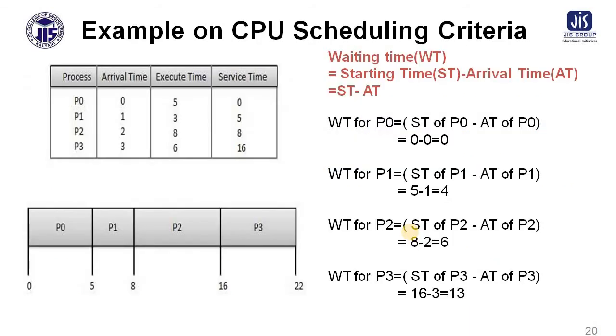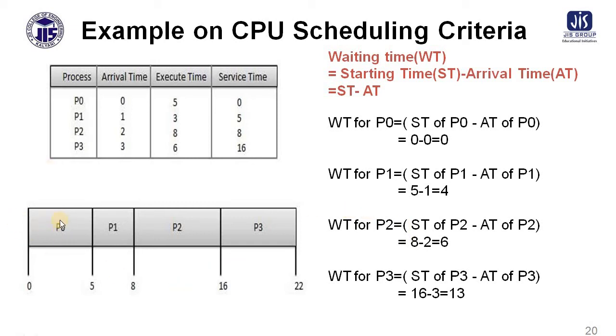So just consider this example. There are 4 processes: process 0, process 1, process 2 and process 3. How will we calculate the waiting time? The waiting time is calculated as the starting time minus the arrival time. Remember one thing. Assume the arrival times are 0, 1, 2, 3, and in the third column see the execution time. Process 0 execution time is 5, process 1 execution time is 3, process 2 execution time is 8, and process 3 execution time is 6. Now I request you to ignore the fourth column, that is the service time.